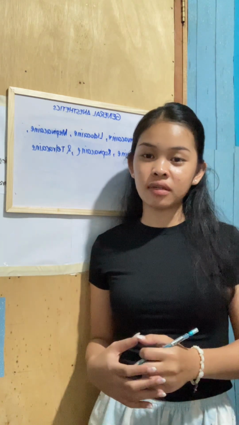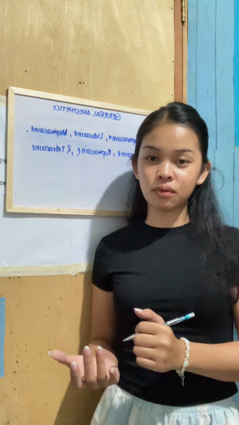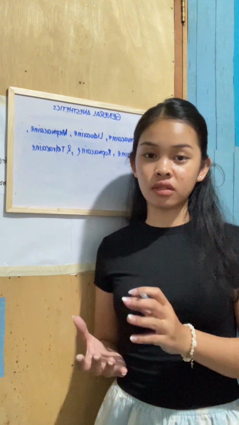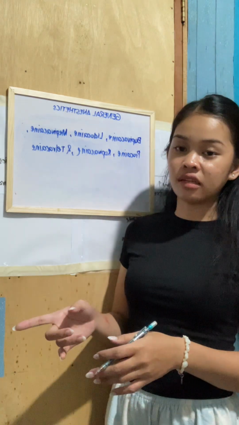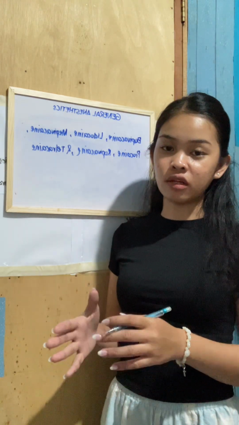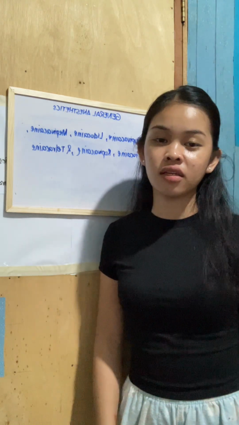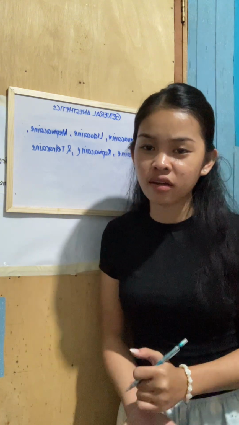Now let's move on to a brief discussion of the pharmacology of local anesthetics. Unlike general anesthetics, local anesthetics produce transient loss of sensory perception, especially of pain, in a localized area of the body without producing unconsciousness. So how do these drugs work?